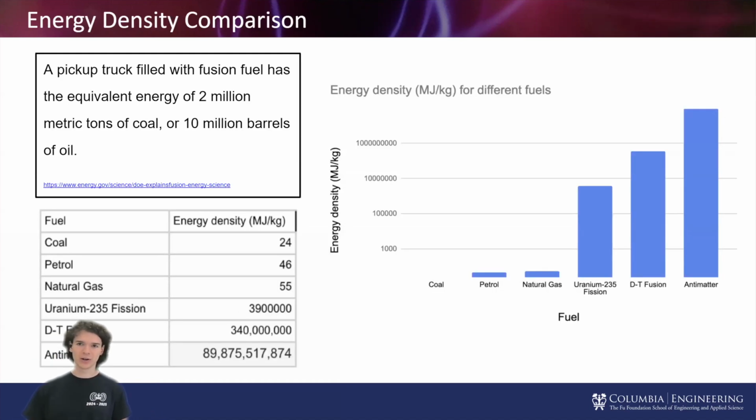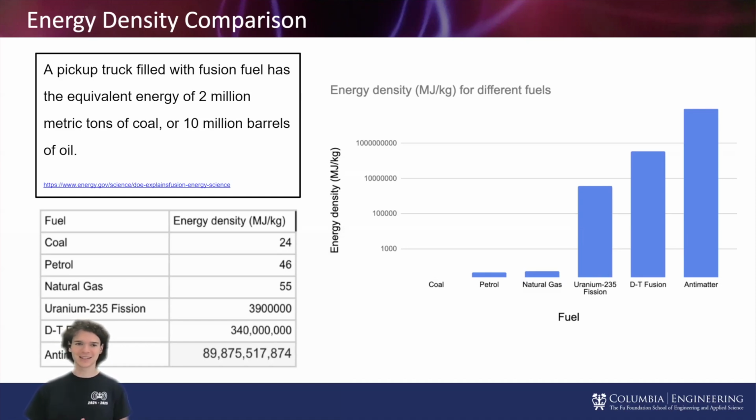And just to drive this point home, here are some more stats. This is again energy density, another measurement of energy density compared across different types of production methods. And another fun stat: a pickup truck filled with fusion fuel has the equivalent energy of 2 million metric tons of coal or 10 million barrels of oil. That comparison is just so crazy.